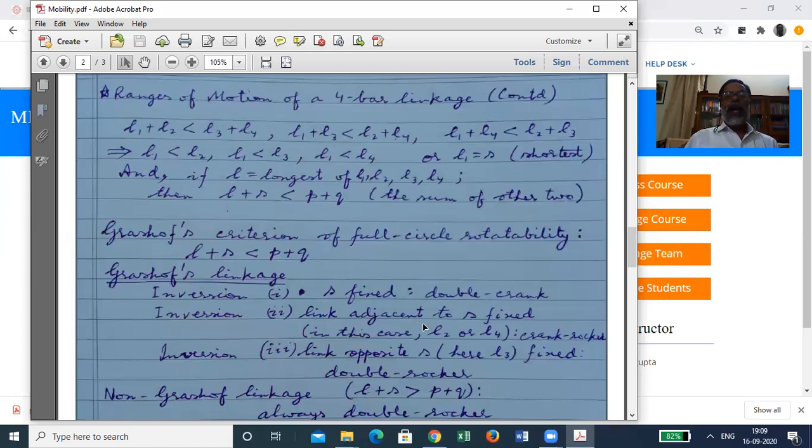And in fact, in this case, if you fix the shortest one, then not only 2 and 4 move full circle, I mean rotate completely, even 3 spins completely 360 degrees on its own. Of course, you cannot say full circle rotatability because the motion of link 3, the coupler, is not circular the way the motion of 2 and 4 are, because one point of 2 and one point of 4 are fixed. Link 3 is free, so it doesn't have a fixed point.